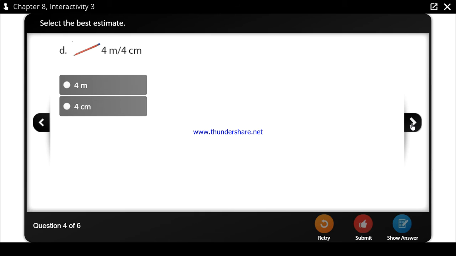The D part, pencil, 4 meter or 4 centimeter. It is a small thing. This denotes centimeter only. So our answer is 4 centimeter.